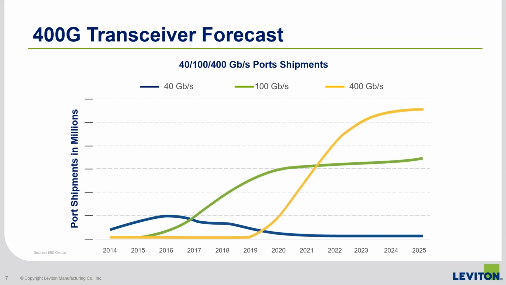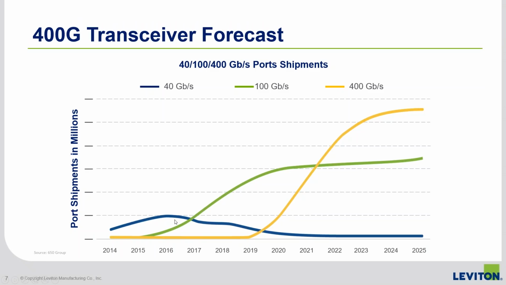The next one to look at is 400 gig. This is data from a company called the C650 Group, another third-party market research company. This is looking at 40 gig in the blue, 100 gig in the green, and 400 gig in the yellow. A few things to point out here.